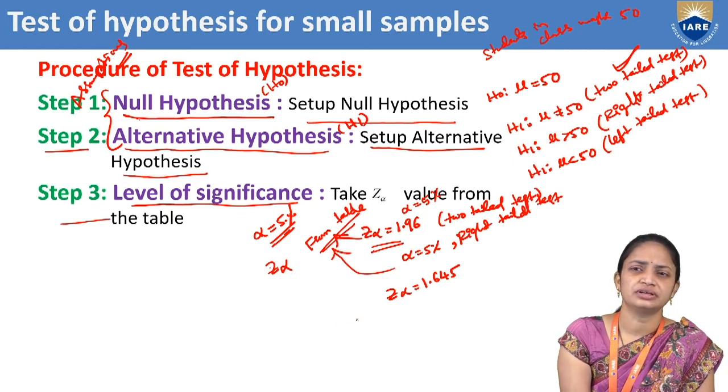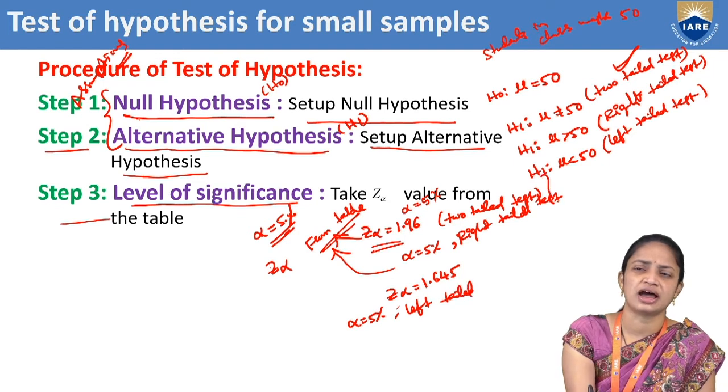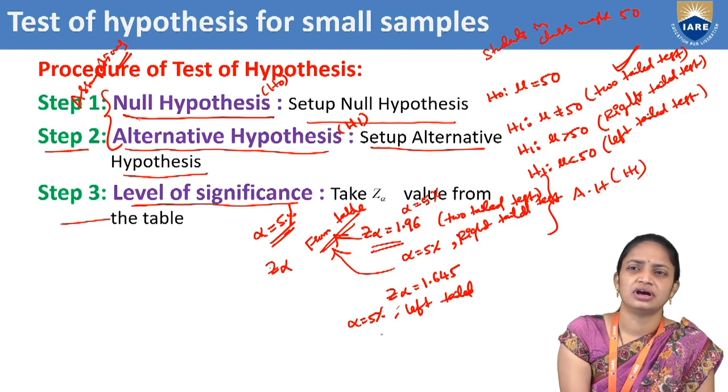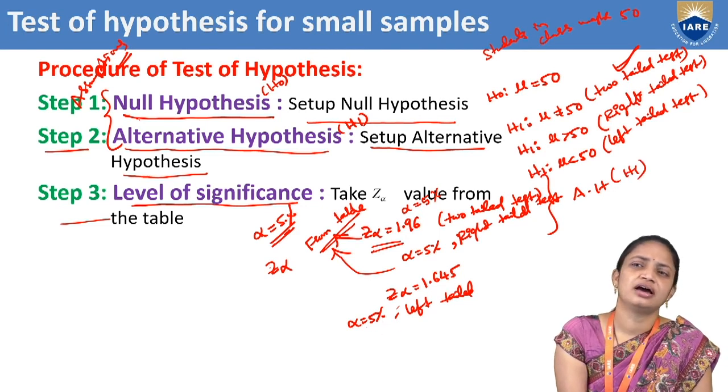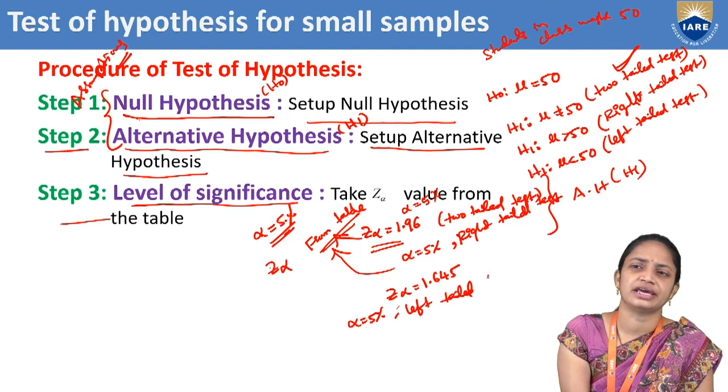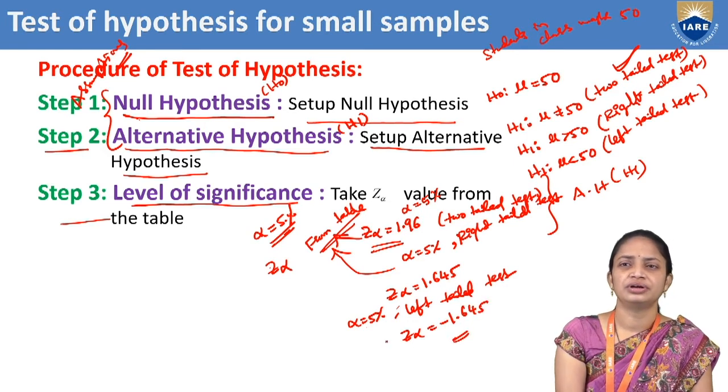Next, if alpha equal to 5% and it is a left-tailed test, this will be totally based on the alternative hypothesis, that is H1. So if alpha equal to 5% and it is a left-tailed test, then you need to take Z alpha as minus 1.645. Okay. So like that we have to take.